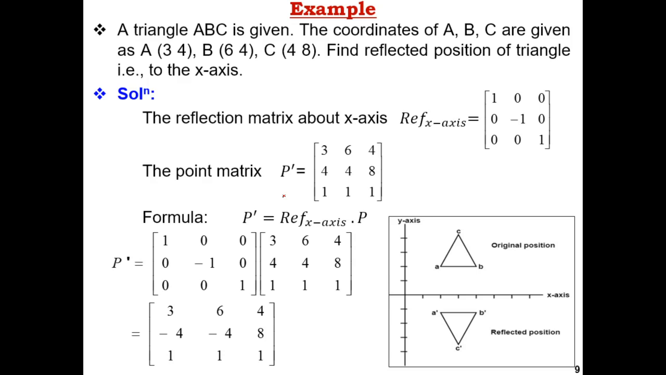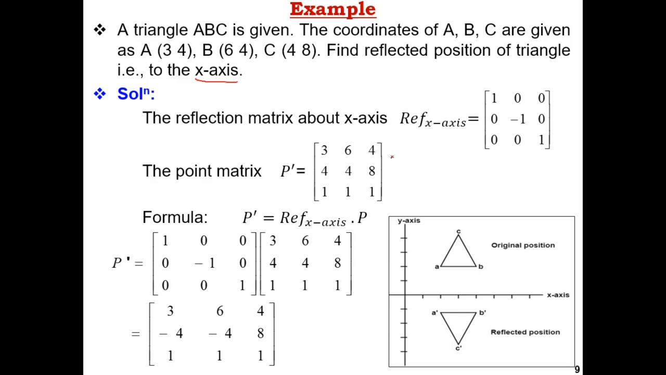Next, come to the point, one example is given. You can see that a numerical question is given here. The triangle ABC is given. The coordinates of A, B, C are given as 3, 4, 6, 4 and 4, 8, and we need to find the reflected position of the triangle with respect to the x-axis. This is going to happen the same as whatever I performed in the translation, rotation and scaling operations. You can apply it to reflection also.